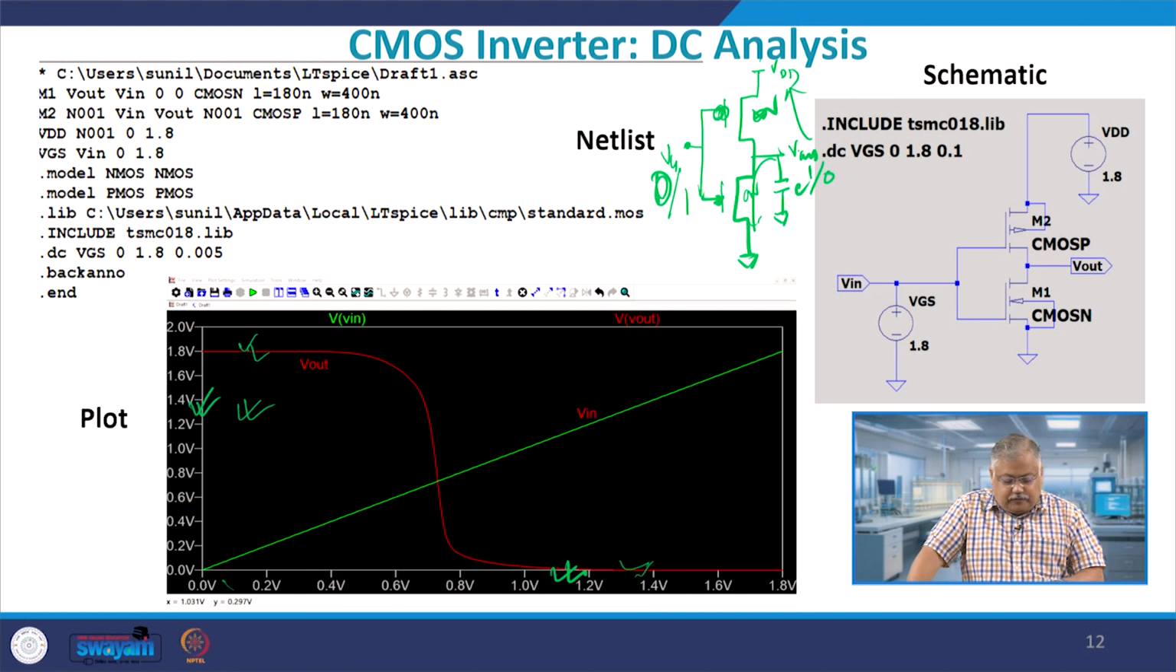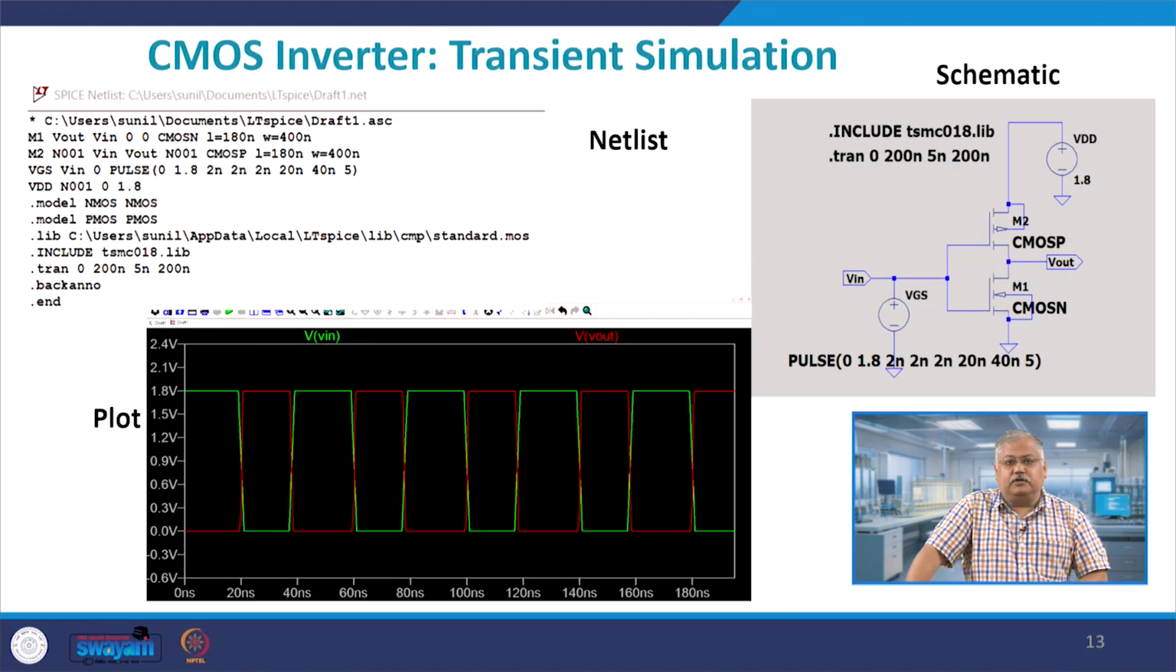So, for low values of input, output is high, for high values of input, the output is low, right, and this gives you the output data for a 180 nanometer design. This is the W by L ratios for both PMOS and NMOS. So, we have not ensured that the tPHL, meaning high to low transitions, and low to high transitions are exactly the same, and we also say that 0 to 1.8 volts is available to us. So, this is a brief idea of the DC analysis of a CMOS inverter.